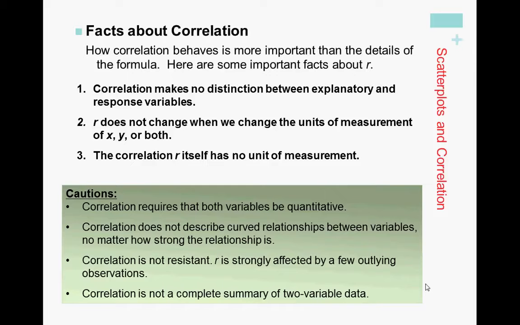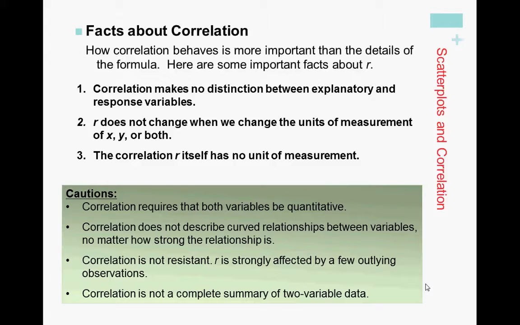Correlation does not describe curved relationships, no matter how strong the relationship is. I mentioned that to you earlier, but I just want to make sure that part is clear. Even if we plug in values that are literally on y equals x squared, we could just use the equation to get the point, so it's perfect. It wouldn't be a good R, because that's not linear.